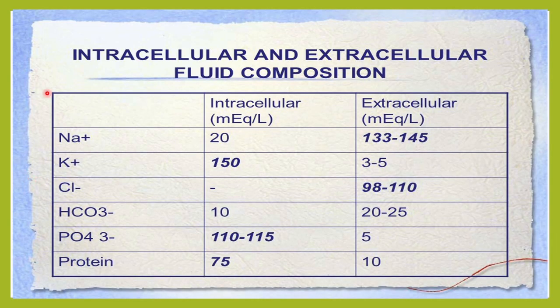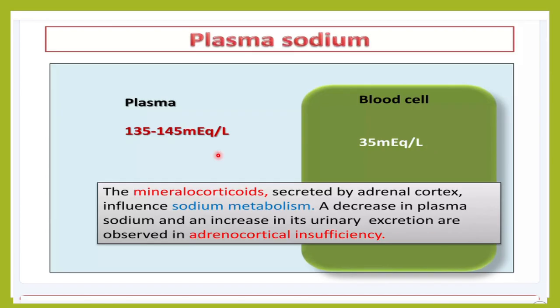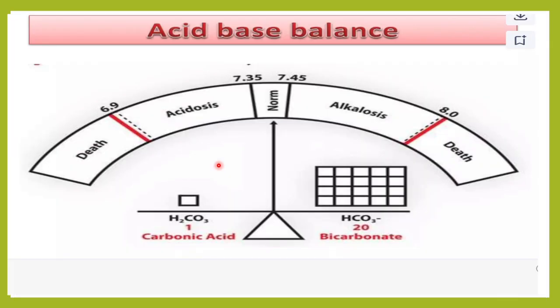Now in the distribution of intracellular and extracellular fluid, I have told you that sodium is mainly extracellular. So this sodium is distributed in the intravascular, interstitial, mainly in the interstitial spaces, and also in the transcellular spaces. The main function of sodium is that it maintains the acid base balance. Our blood has a pH of 7.35 to 7.45. So this is a range.